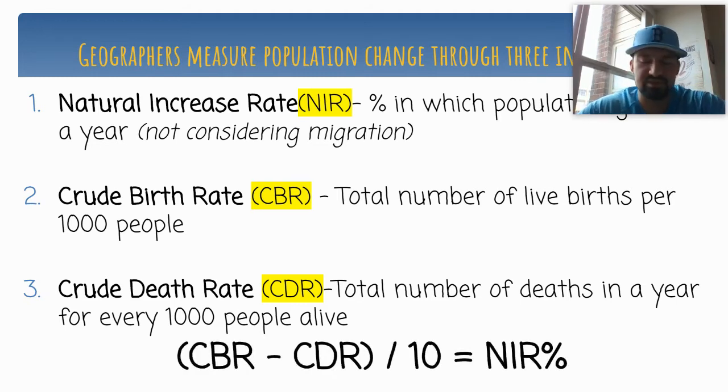Now, what do these three terms have in common? Well, in order to find the natural increase rate, you have to take the crude birth rate minus the crude death rate and then divide that number by 10.